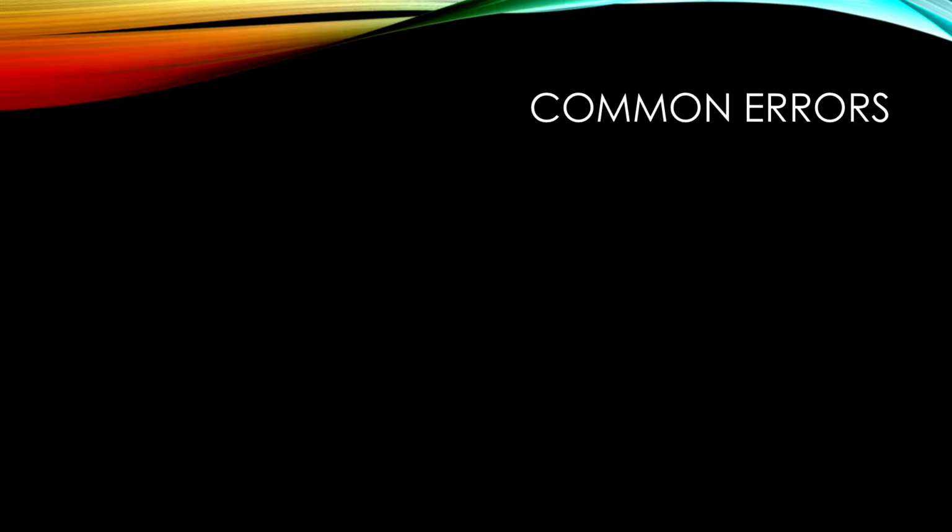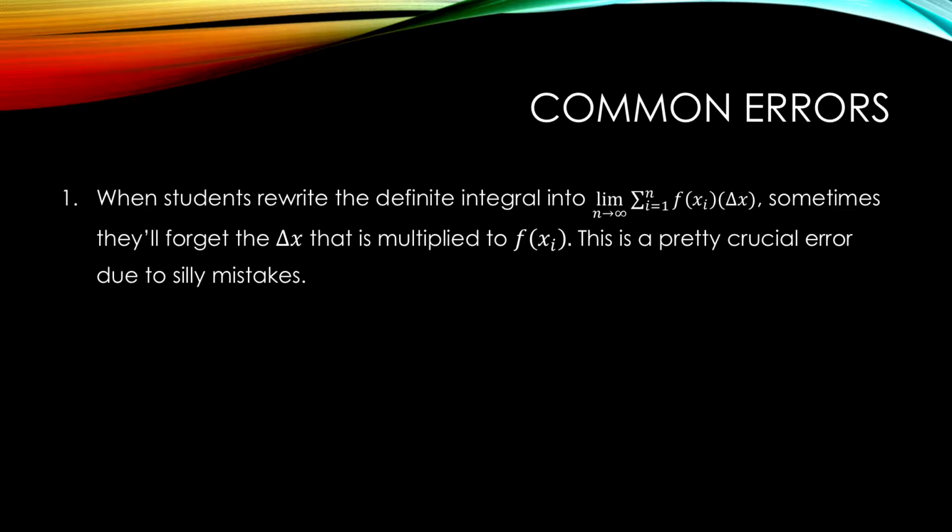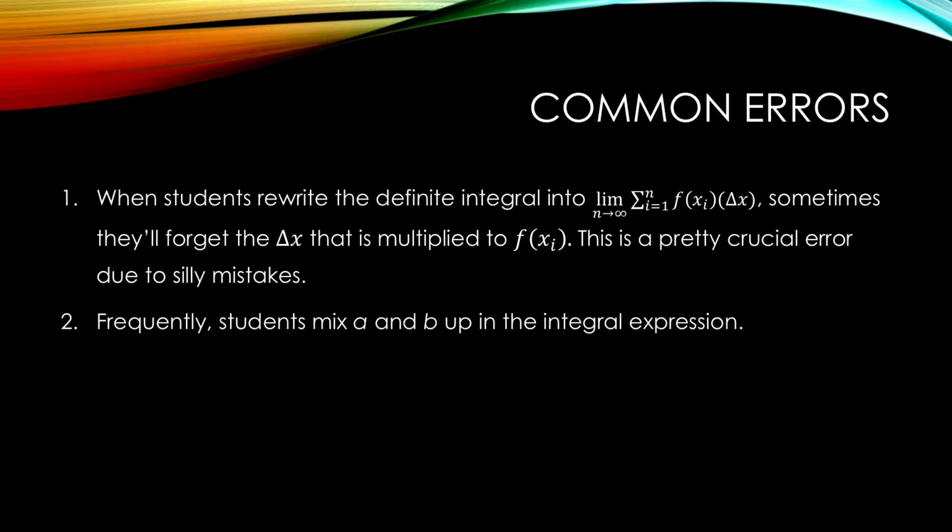Alright, so common errors. Sometimes when students rewrite the definite integral into the limit expression, they'll forget the delta x that is multiplied to f of x of i. This is a pretty crucial error due to silly mistakes, and it can be easily avoided. Also, frequently students mix up a and b in the integral expression. Just to recap, a is at the bottom of the integral sign and b is at the top.